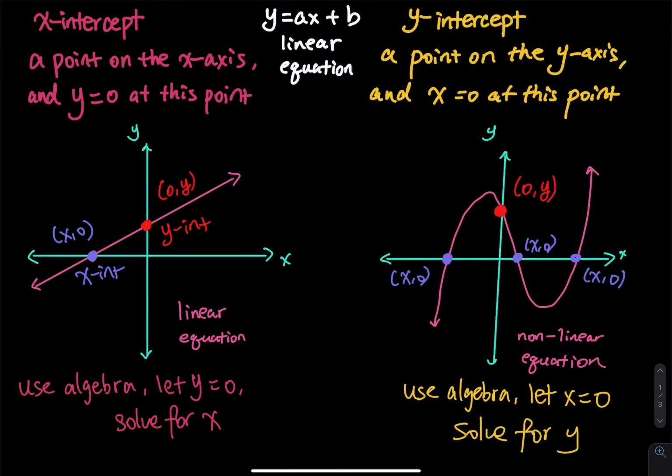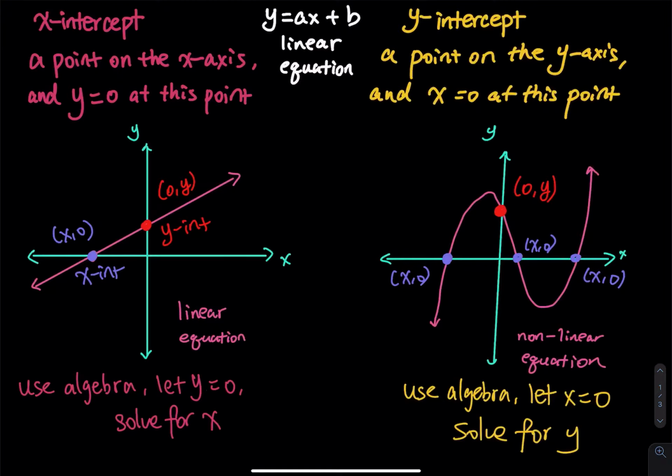In this video, I will show you how to find the x and y intercept of a linear equation, and I will show you how to use an x and y intercept to sketch the graph of a linear equation. So let's start. The x-intercept is a point on the x-axis, and at this point, y is equal to 0. Compared to that, the y-intercept is a point on the y-axis, and at the y-intercept, x is equal to 0.